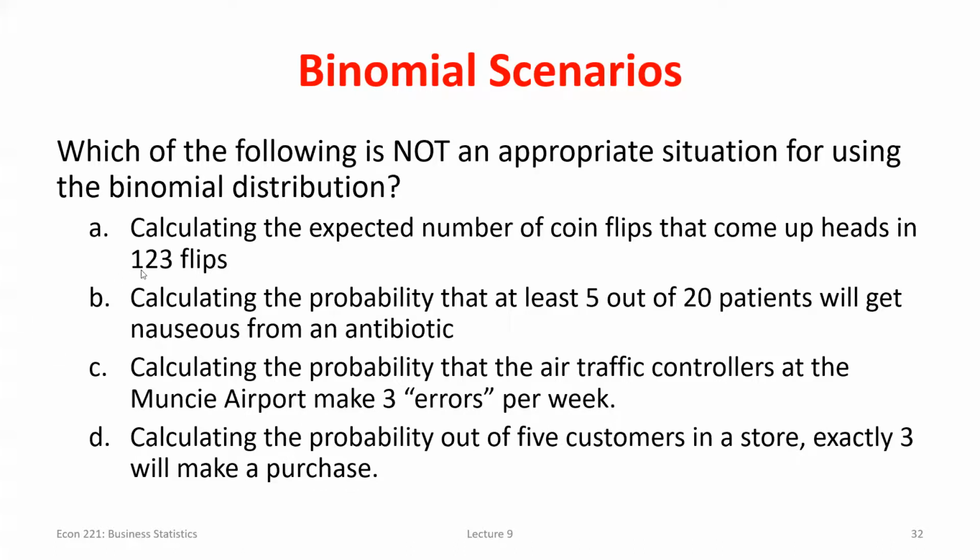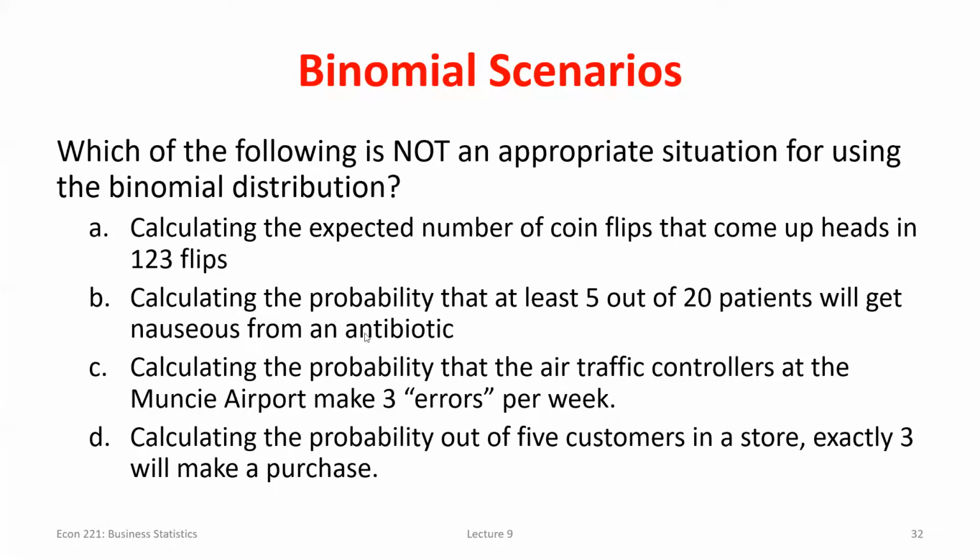So if I wanted to calculate the expected number of coin flips that come up heads in 123 coin flips, well, my n there is 123. My success is that I see it come up heads. The probability of success is the same on every coin flip. And so I can apply the binomial here, right? The expected value, finding the mean, is 123 times 0.5, because I'm assuming a fair coin, which I should have put in there. So that one works.